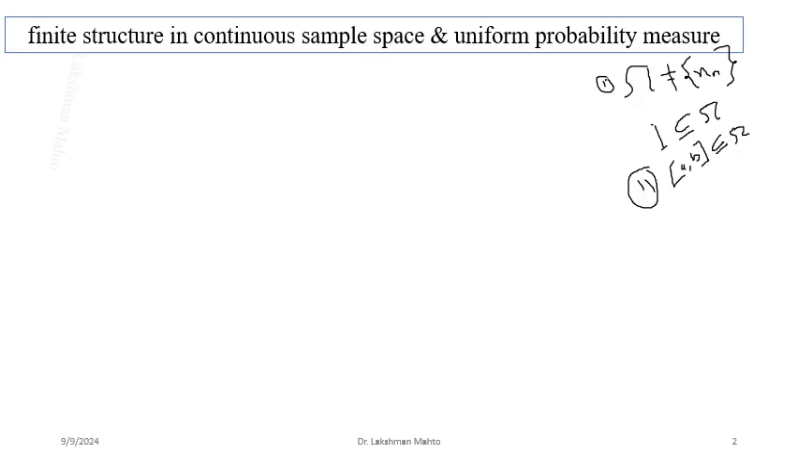So very interesting, that finite structure in a continuous sample space is defined, and we come up with a uniform law of occurrence. What would be the meaning of that? Uniform law of occurrence. What would be the meaning of that? So the uniform law will derive from the finite structure in the continuous set. We are observing finite structure in the continuous set.